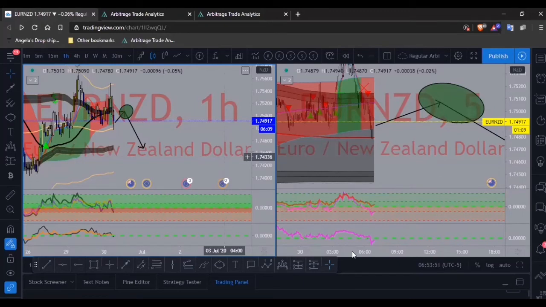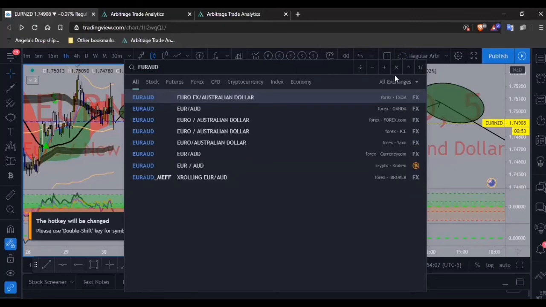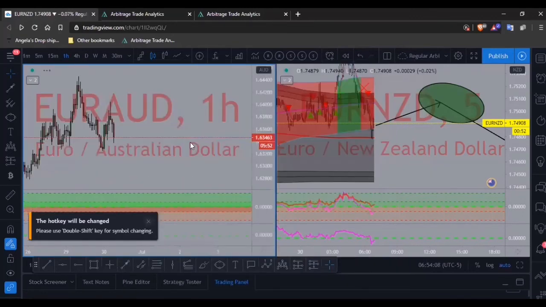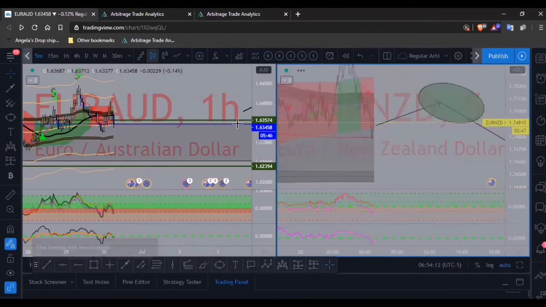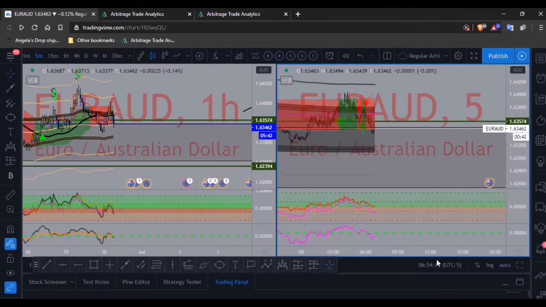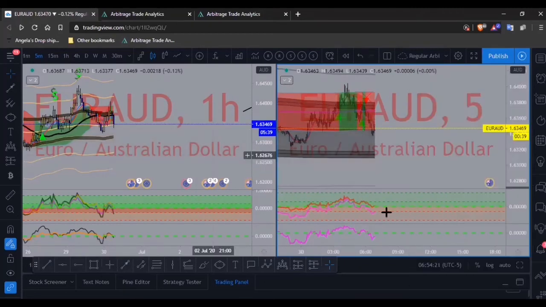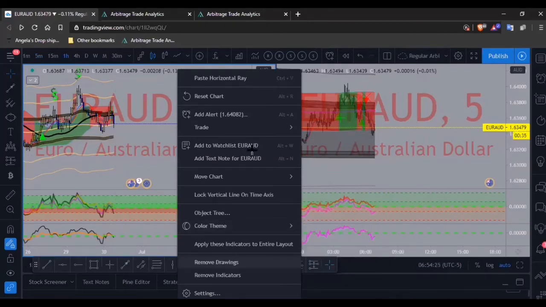All right, nothing. That's all good. Okay, let's go ahead and take a look at Euro AUD that was requested. Looks like all the Euro pairs are kind of doing the same thing right now. Okay, remove drawings. Oh wait, I already did that. I don't know why I did it again.